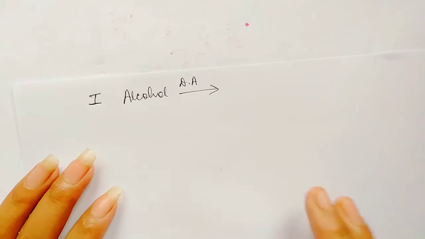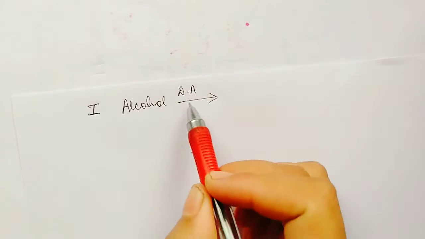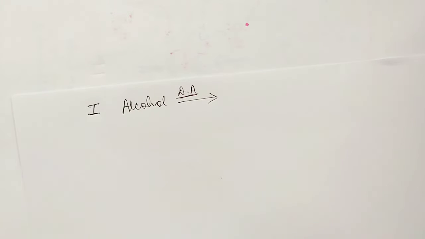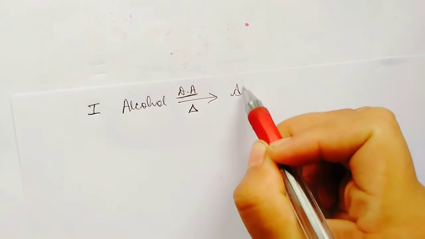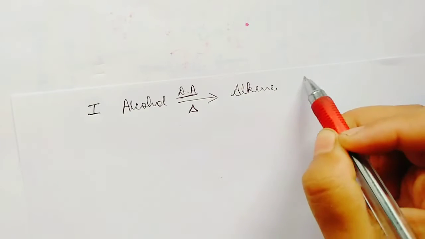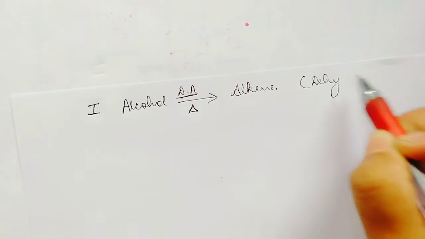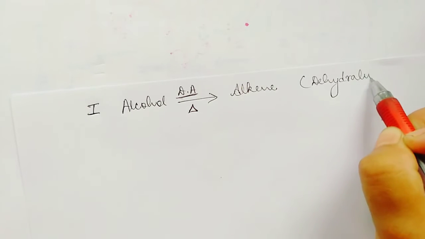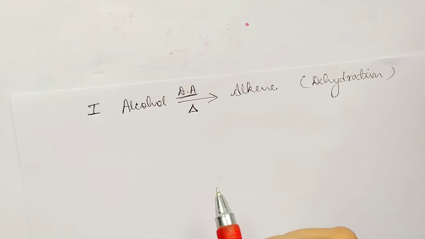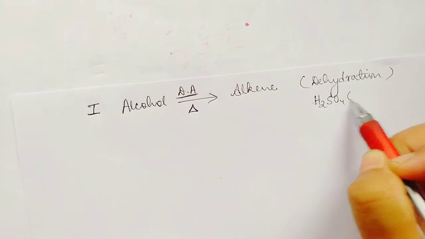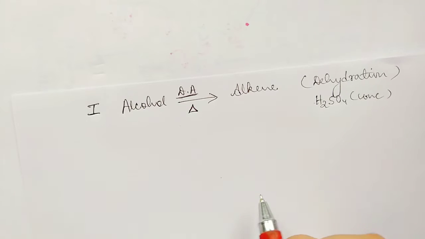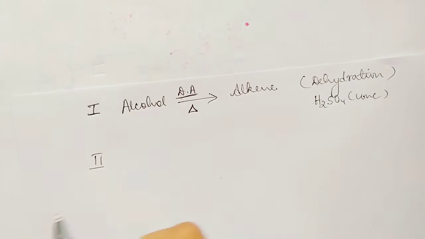Whenever we have an alcohol with a dehydrating agent and then we heat it, you will get an alkene. That means dehydration takes place whenever we have a dehydrating agent like concentrated H2SO4.